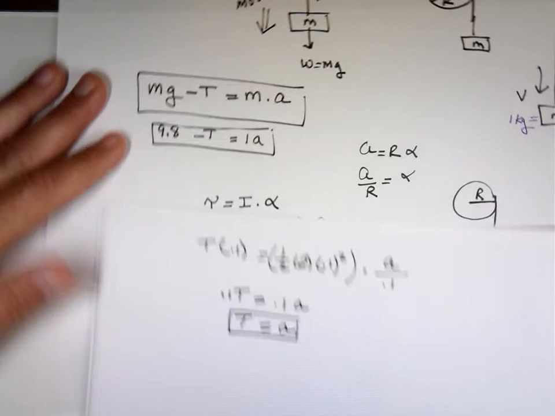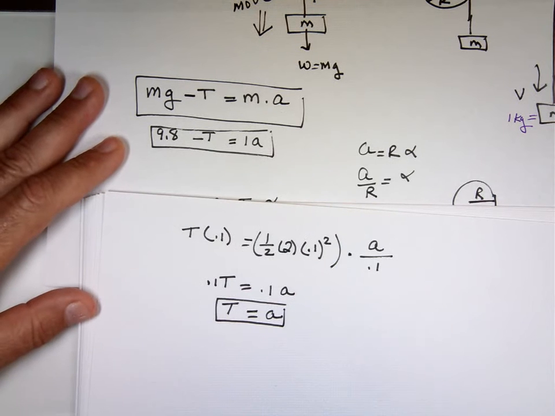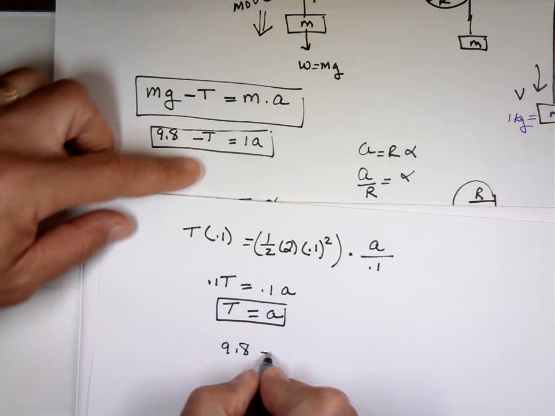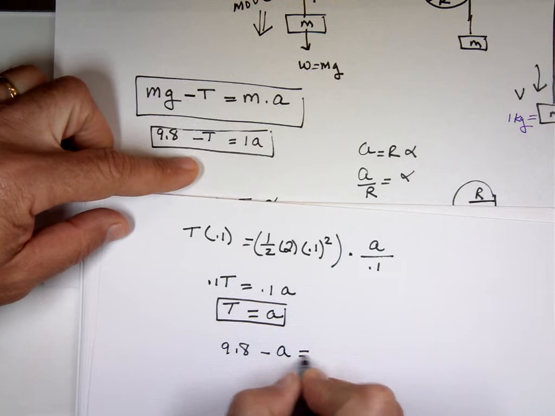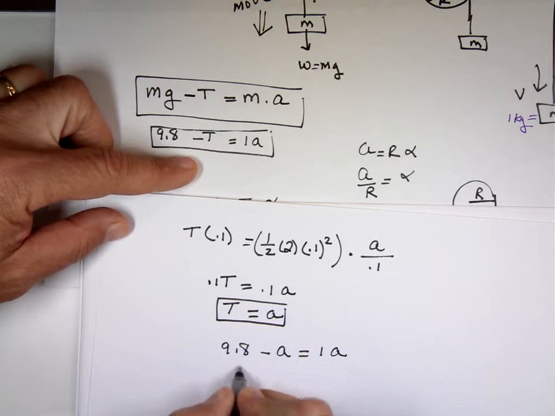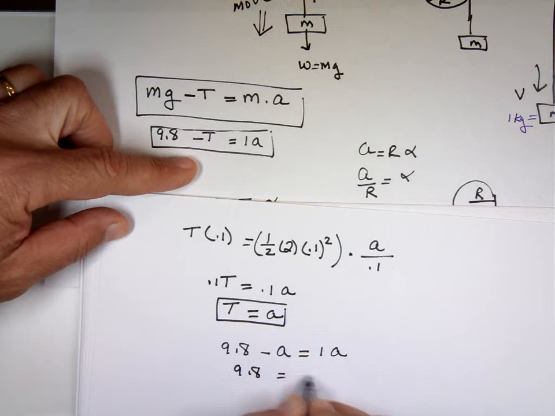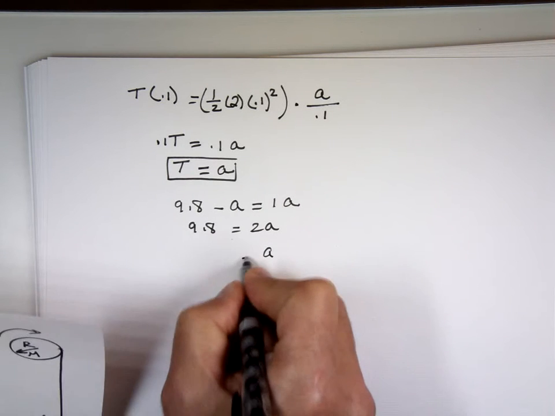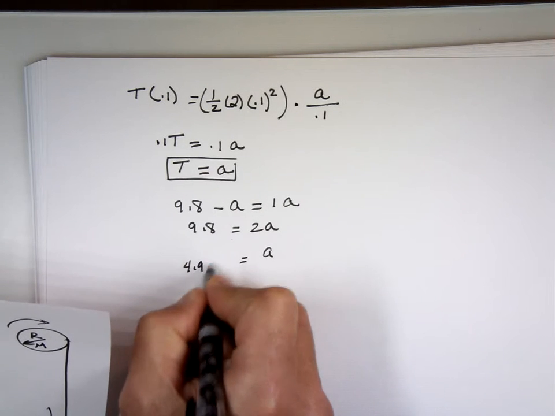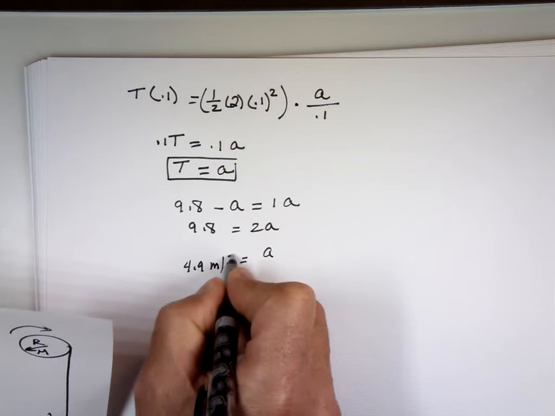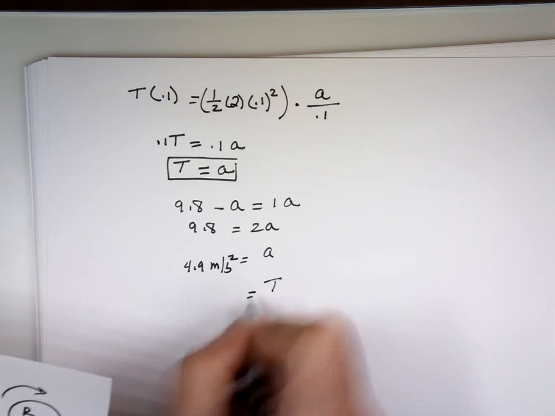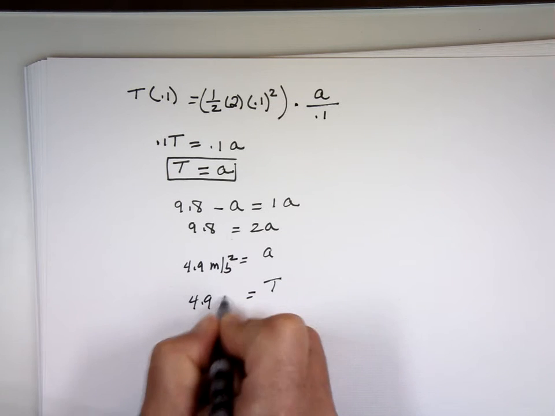Go to the first equation now and plug them in. 9.8 minus, in place of T, let's put A, equals 1A. 9.8 equals 2A. Can we solve for A? 4.9 meters per second squared. Can I find the tension in the cable? 4.9 Newton.